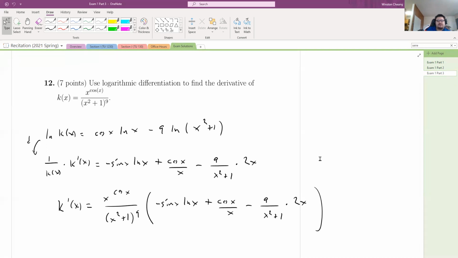Pretty much, if I see this work, I would give this a full 7 points. I can't tell unless you tell me, does it make sense? Do you have any further questions on this? The process is you take the logarithm of the function, and then you take a derivative, and then you end up solving for this k prime. After you take the derivative, you bring the 1 over k to the other side, and then replace k with what it's defined to be, which is right here.